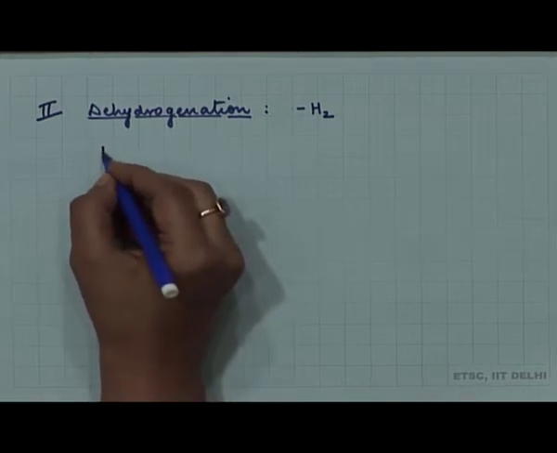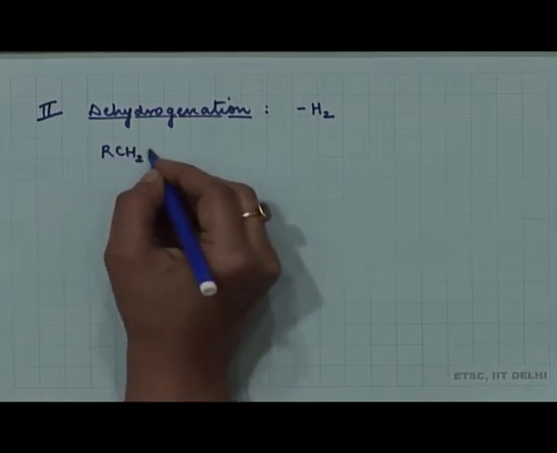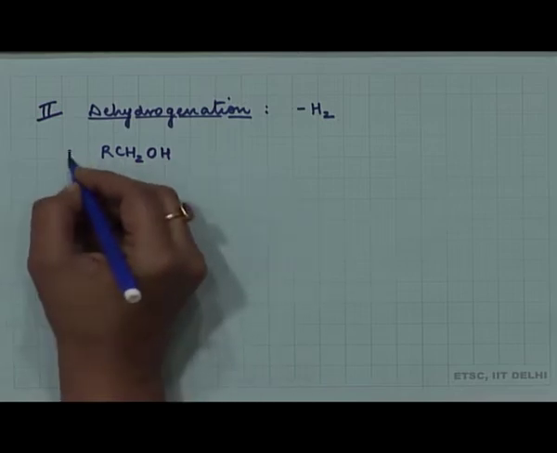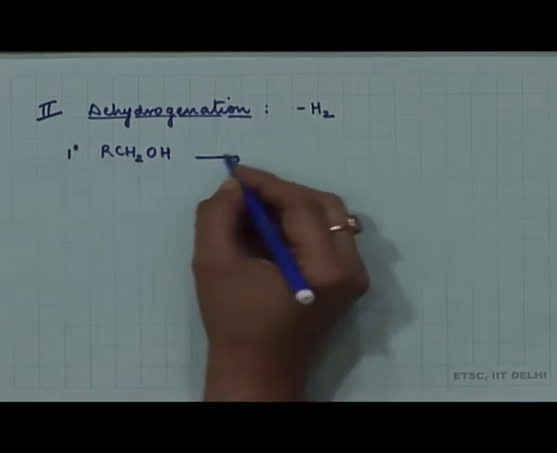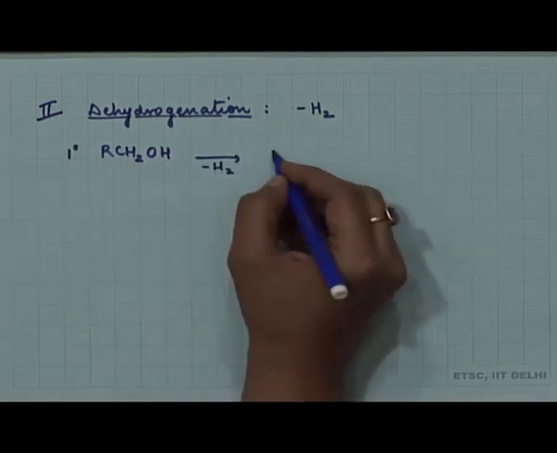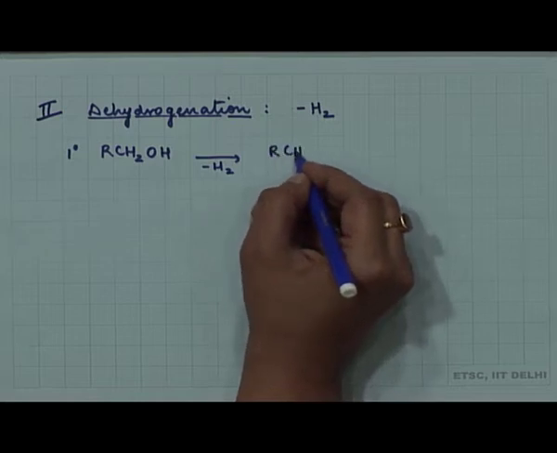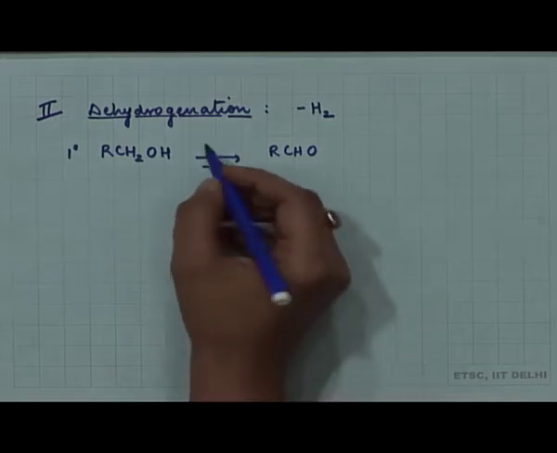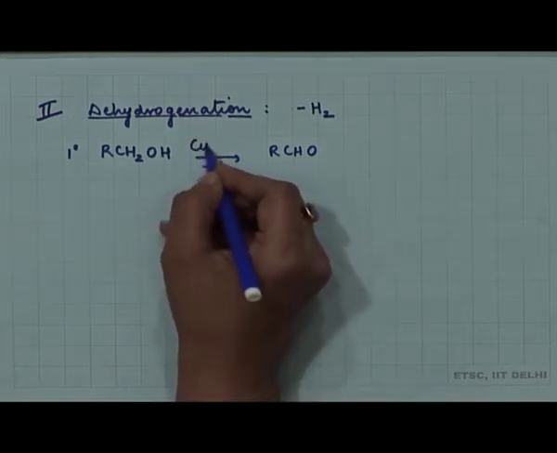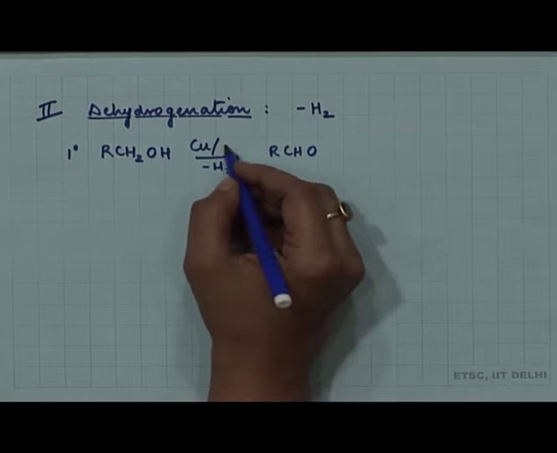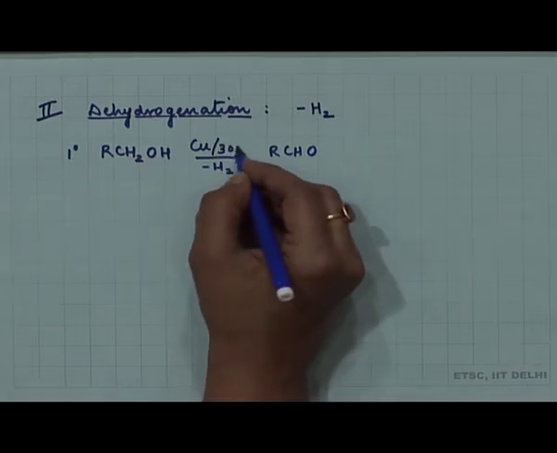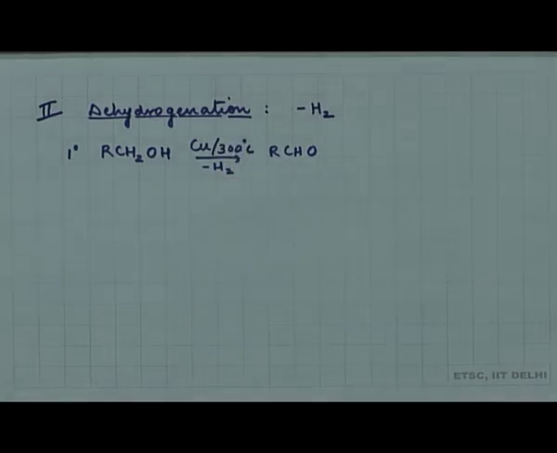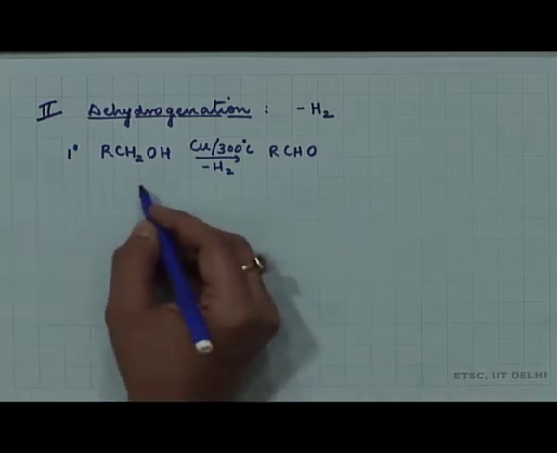So, what are the conditions? If you start with a primary alcohol and you remove a hydrogen, you will end up with the corresponding aldehyde. And how are we able to do this reaction? The conditions are quite harsh. They take place in the presence of copper metal at a very high temperature, 300 degrees centigrade, and this is what leads to dehydrogenation.